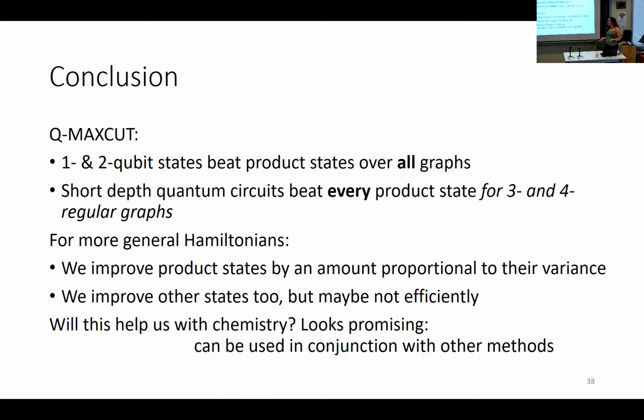And so will that help us with chemistry? I'm a chemist, so that's why I care about that. It looks promising, especially because you can plug and play with these methods with other algorithms that you're using. You could use this state as an ansatz for another variational method, or you could take the output of another algorithm and stick it into this and see if it can make it better.